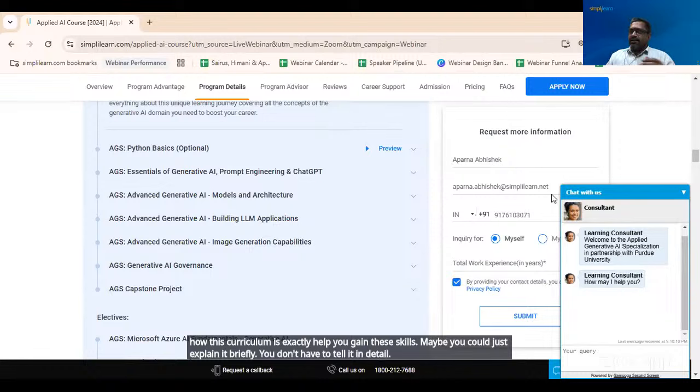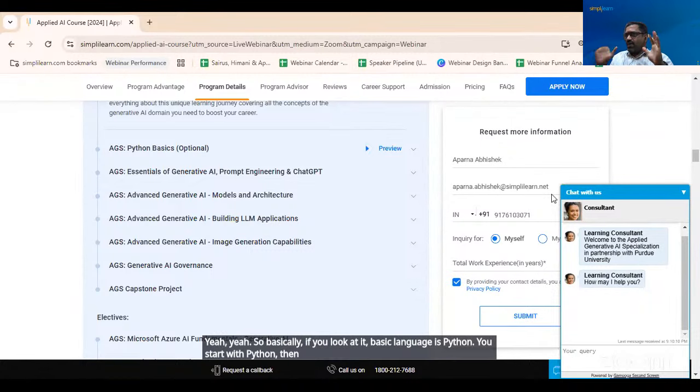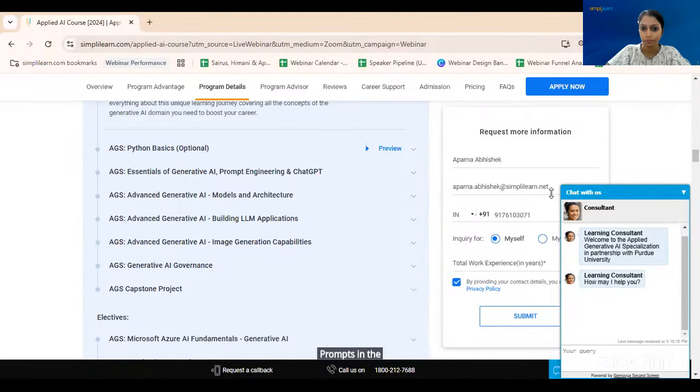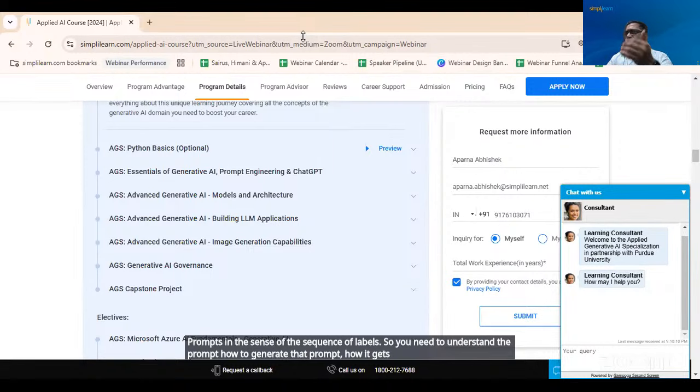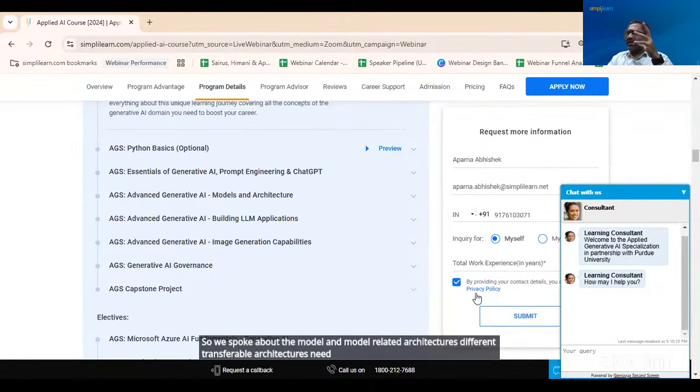So basically, if you look at it, the basic language is Python. You start with Python, then understand that all these sequence models work on something called prompts. Prompts in the sense of a sequence of labels. So you need to understand the prompt, how to generate that prompt, how it gets transformed, and what is a model. So we spoke about the model and model related architectures, different transformer architectures need to be understood, and LLM based applications.